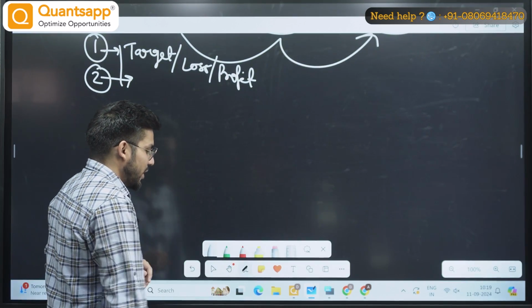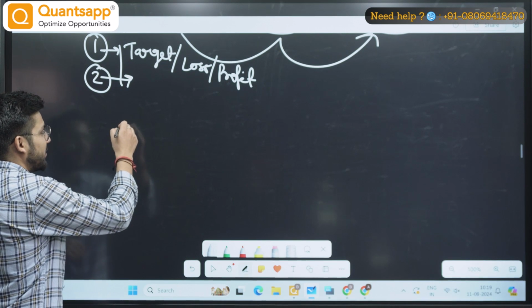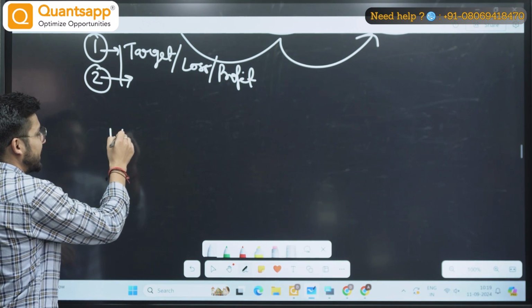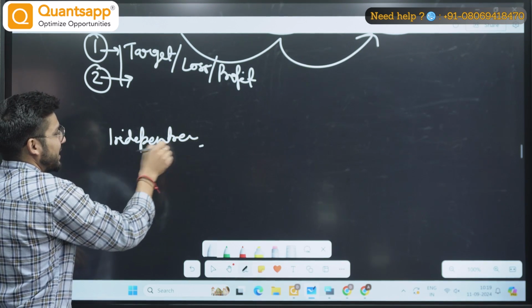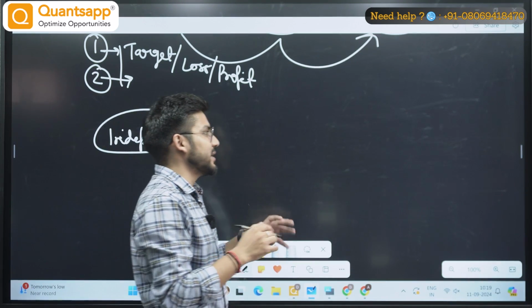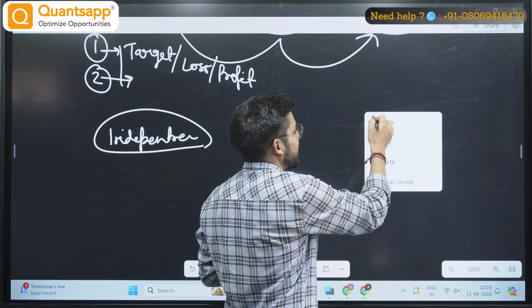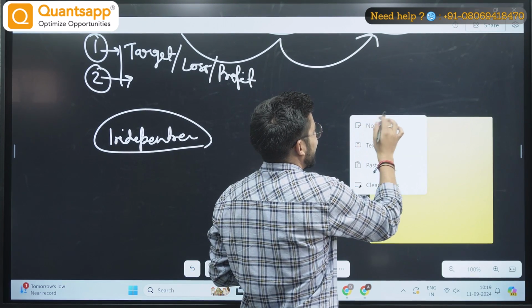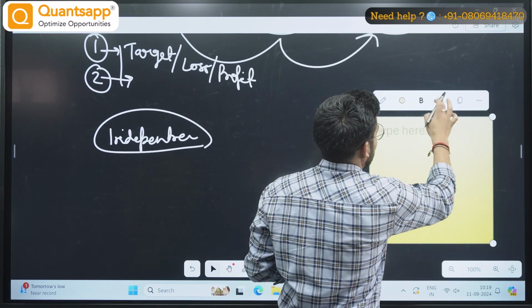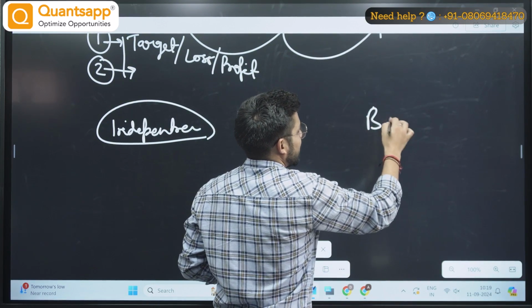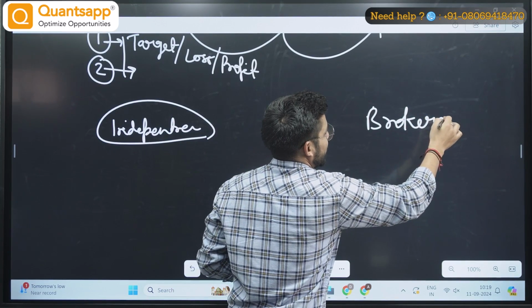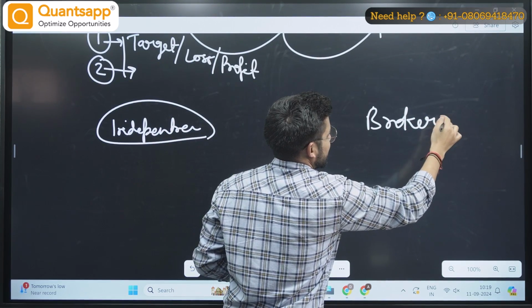Now two things can happen. For example, there is an independent trader who trades all by himself, and there is a trader who takes the help of a broker to make trades. So there can be two cases. The second is the broker, the traders who take help of brokers, right?